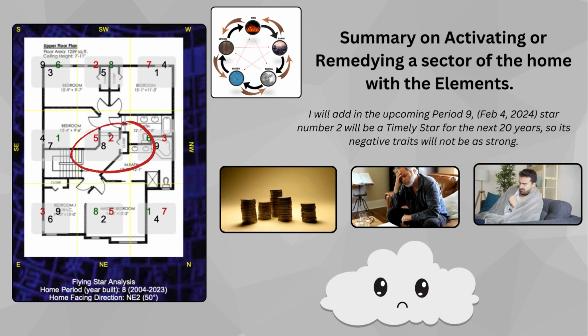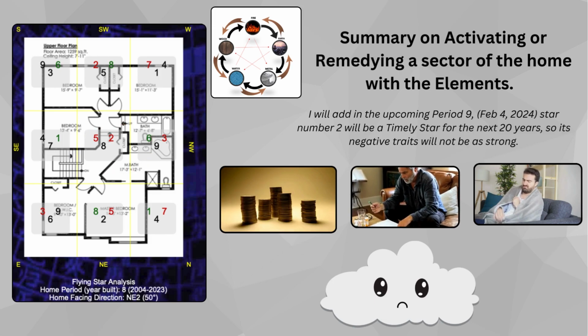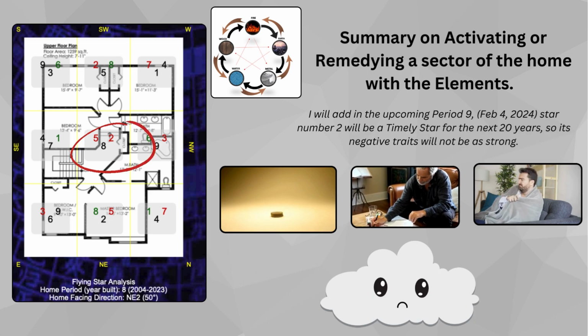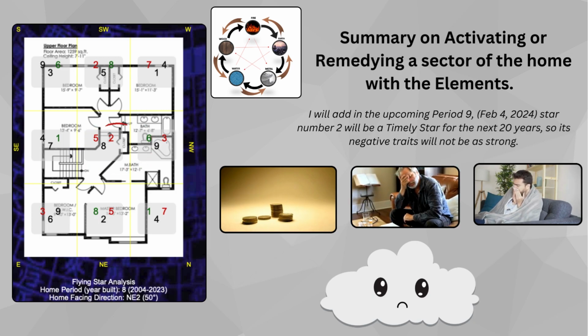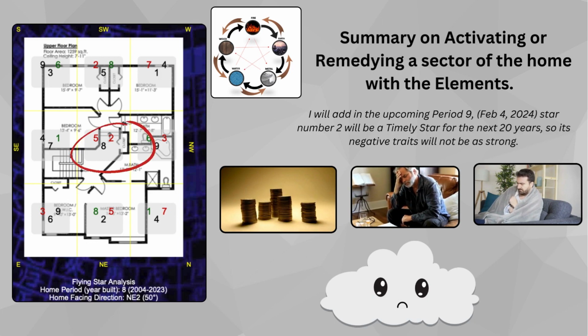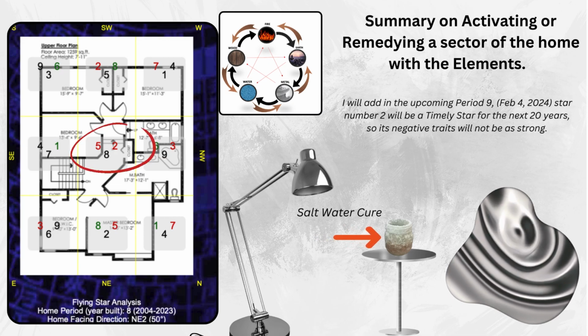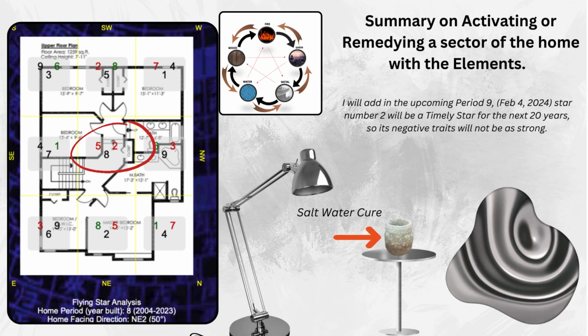So, as you know, the number 5 and the number 2 are both illness and misfortune stars. They're not great stars. You don't want to activate these ones. So what you want to work with is that 5 and 2 are both an earth element. And what is going to weaken the earth element? Metal. So a good thing to place in this area would be metal furniture, a saltwater cure.